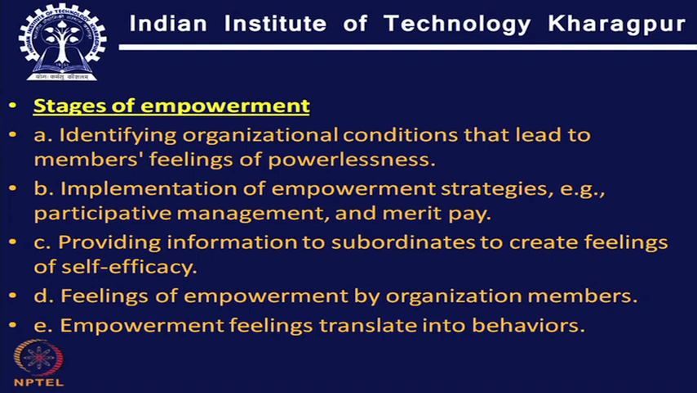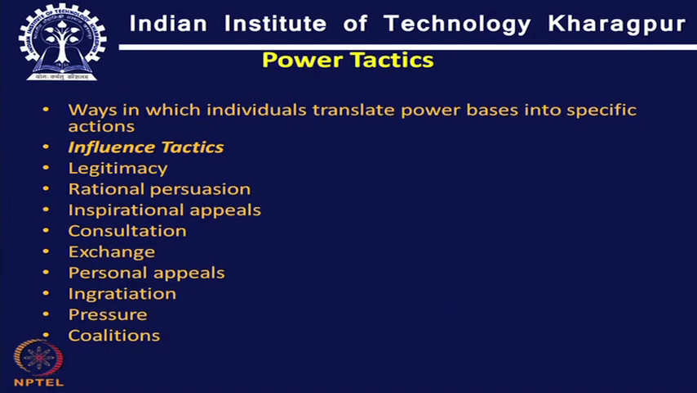Next we come to power tactics within the organization. This is the process by which people translate their powers into influential tactics, and these are legitimacy, rational persuasion, inspirational appeals, then consultation, then pressure, ingratiation, coalitions. So, these are again part of the discussion of impression management techniques to some extent.